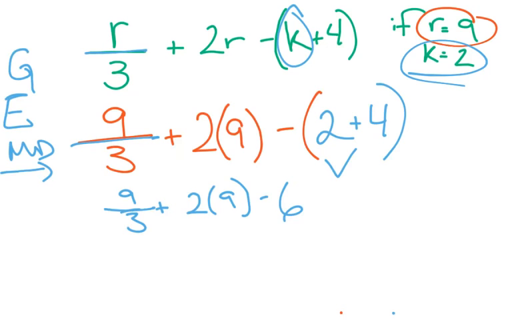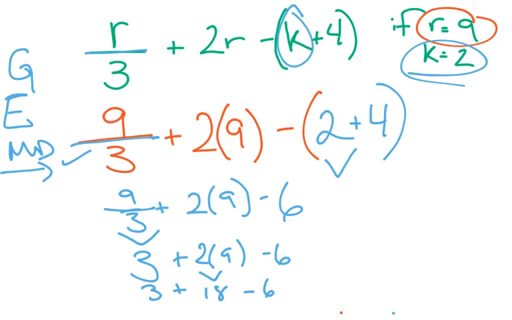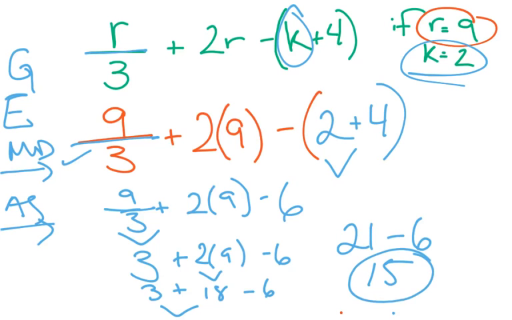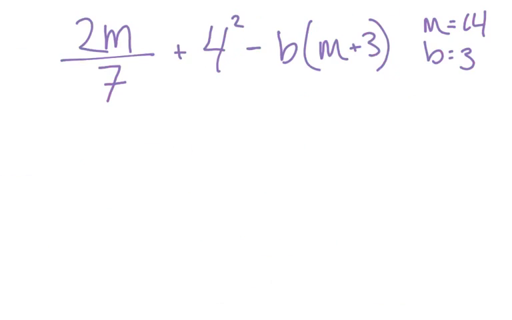This means dividing. 9 divided by 3, that's what we're doing first. 3 plus 2 times 9 minus 6. 3 plus 18. Done with your multiplying and dividing level. Adding and subtracting left to right. 3 plus 18 is 21, minus 6 is 15. There's my final answer.